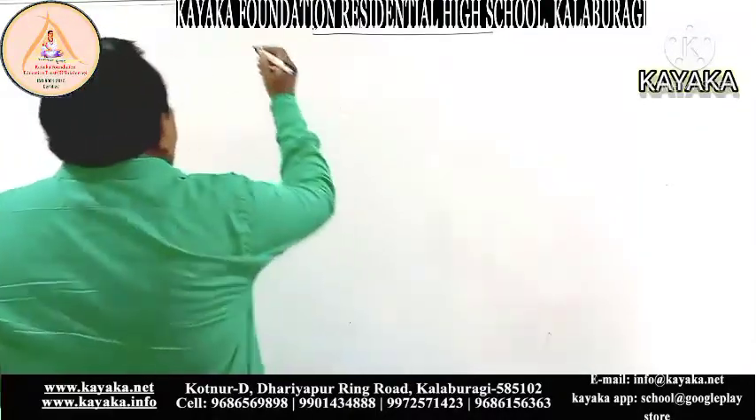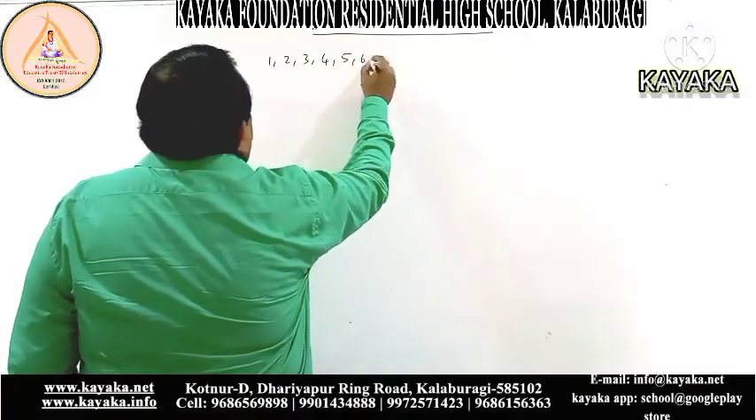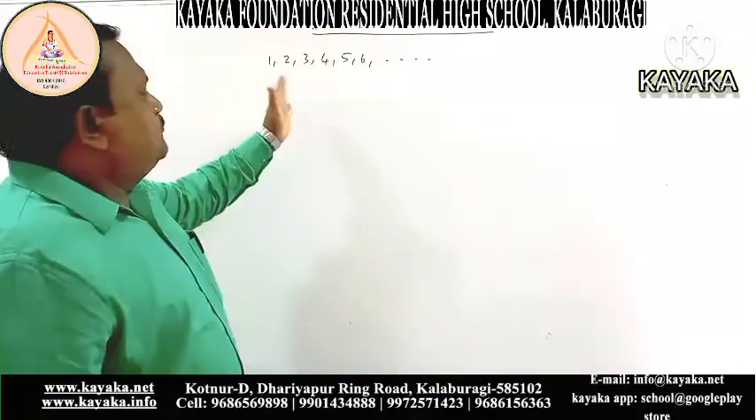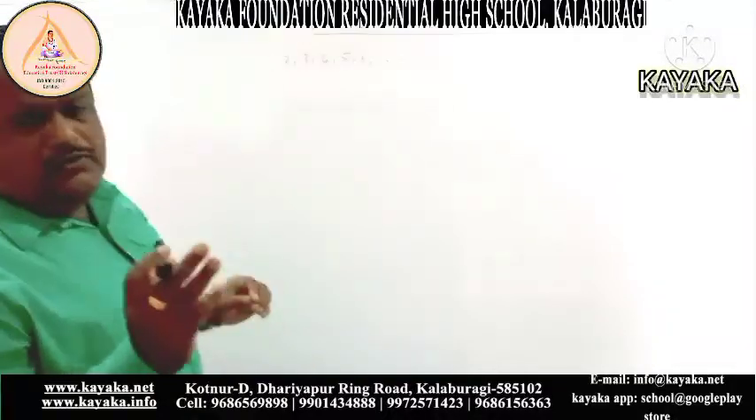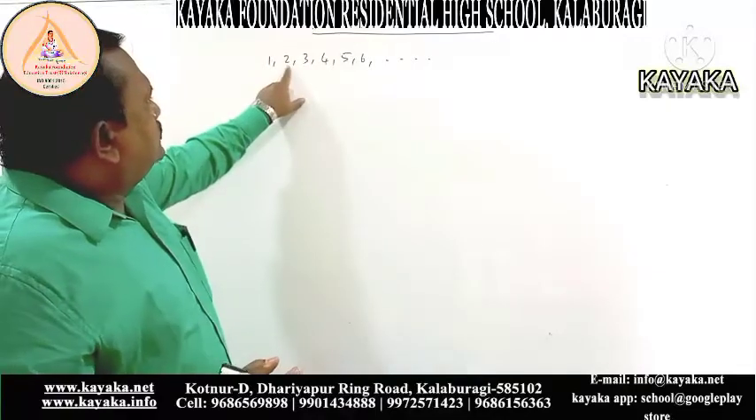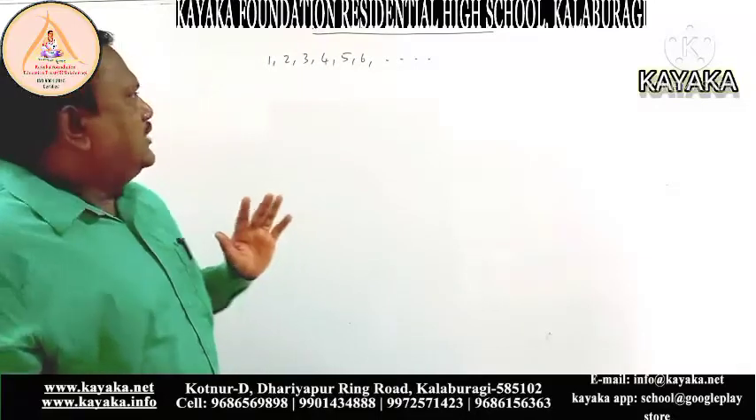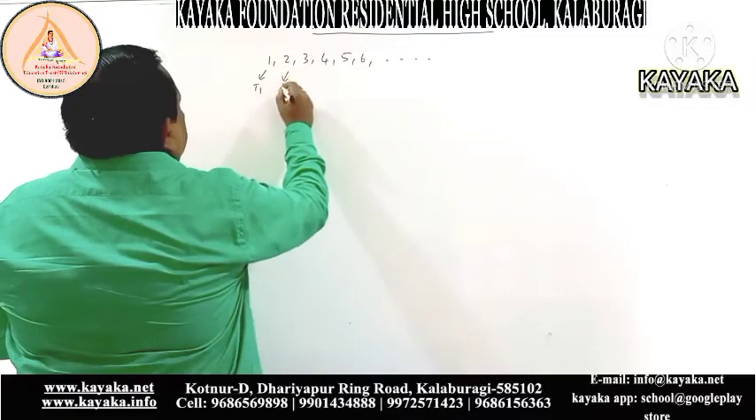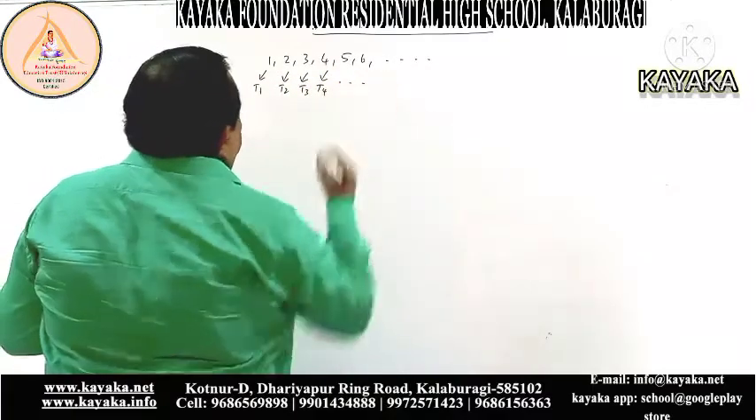For example, you take 1, 2, 3, 4, 5, 6, like that it goes on. This is a sequence. Just find the difference between a term and its preceding term. Already you know which is the preceding term and which is the succeeding term. For 2, 1 is called the preceding term and 3 is called the succeeding term. Therefore this is T1, this one is T2, this is T3, this is T4, like that it goes on.